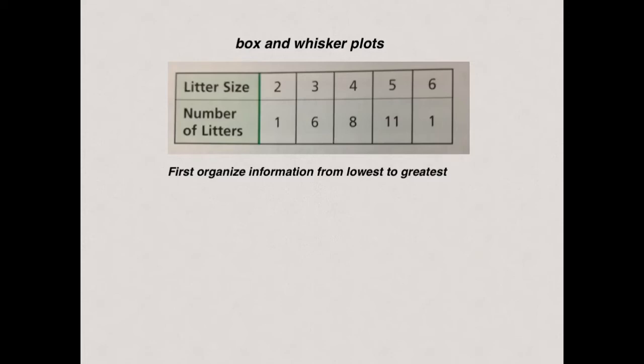I have a litter size of, say we had some cats. Now the litter size is 2. That means there was 2 cats born. Litter size of 3, 3 cats born. 4 cats, 5 cats, and 6 cats.